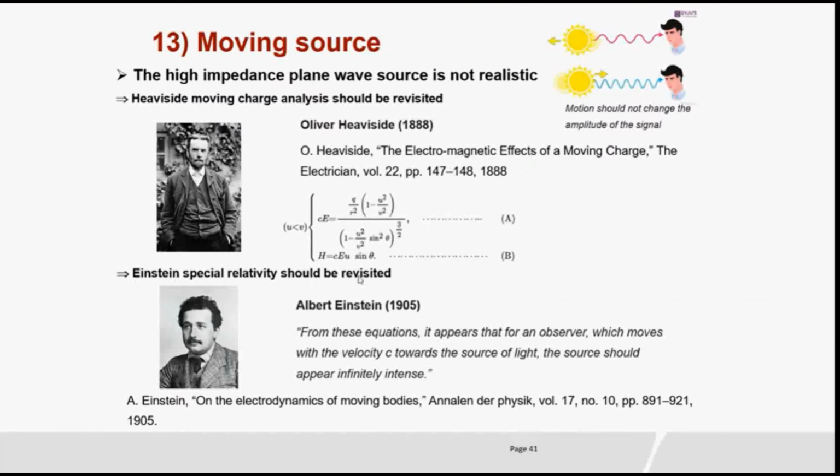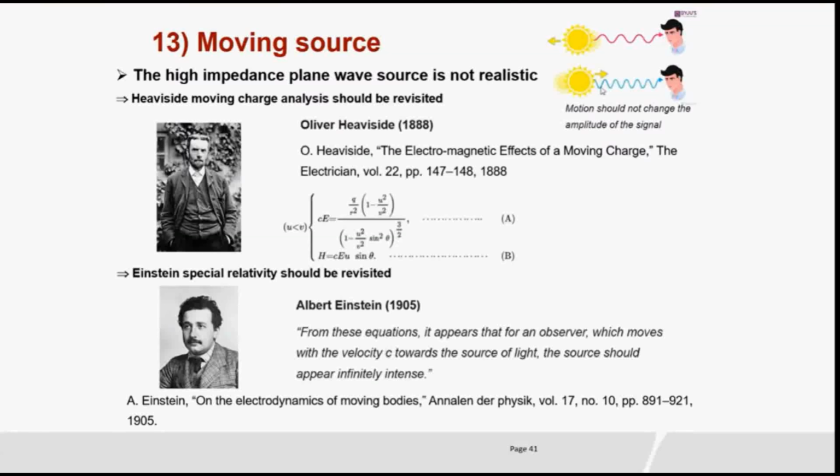Now, if you look at Einstein's paper of 1905, it is worse than that because he made it symmetrical. He got the same effect when the observer is moving, which makes no sense at all. You see here from this equation, it appears for an observer which moves with velocity c towards the source. So the observer is moving, not the source. The source should appear infinitely intense. He just makes it symmetrical. The problem should not be there from the beginning, but he made it symmetrical and has that even for the observer.